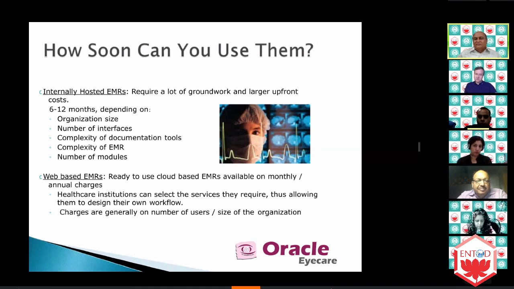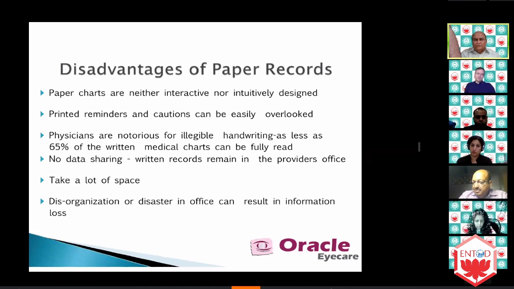Immediately after you start your own setup as a new setup, you can use it from the first day. If you already have your own hospital, it will take at least 3 to 6 months to organize things, implement all the records, and submit everything, so it will take at least 3 to 6 months to start the new EMR software.